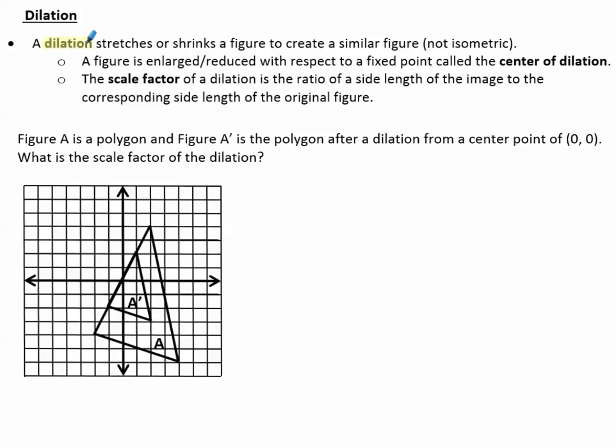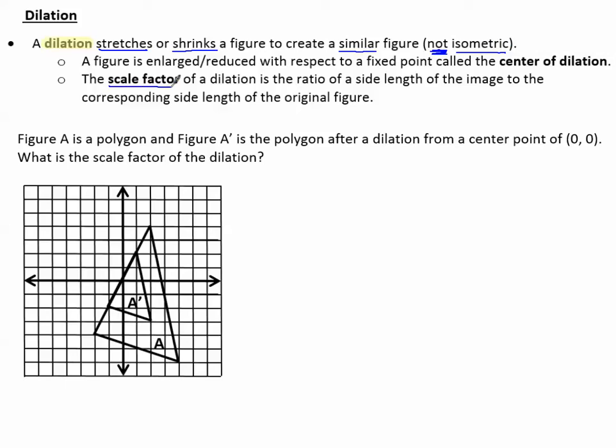A dilation stretches or shrinks a figure to create a similar figure. Notice that's similar, not congruent. Therefore, this is not an isometric transformation.